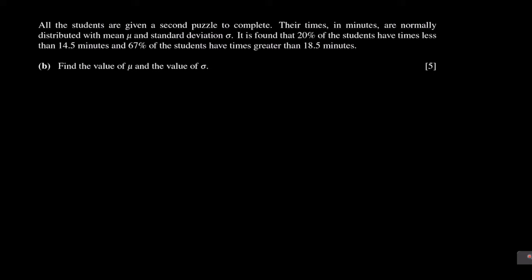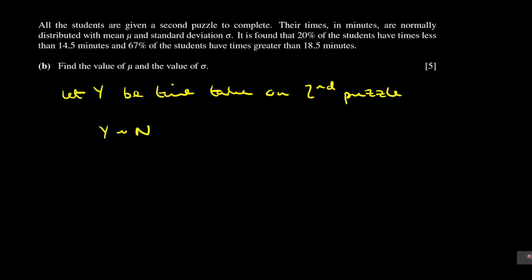Well, I think it's probably helpful again in this case. We're just going to define our distribution. So we're going to say let y be the time taken on the second puzzle. We want to distinguish this from what we've done in part A. And so therefore we know that y is normally distributed with some unknown mean and some unknown variance.